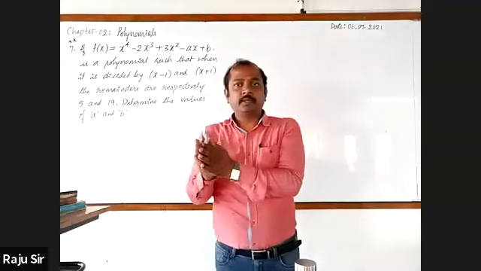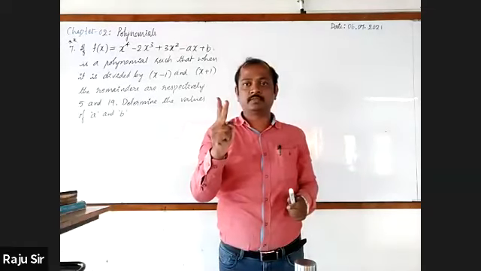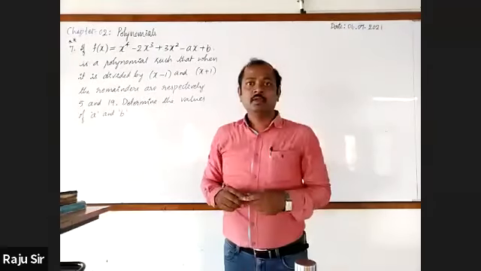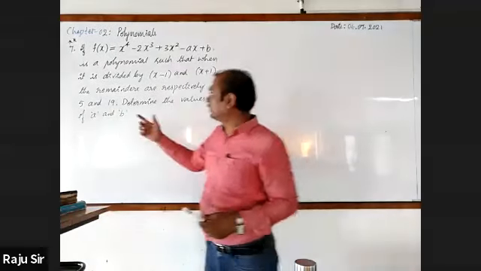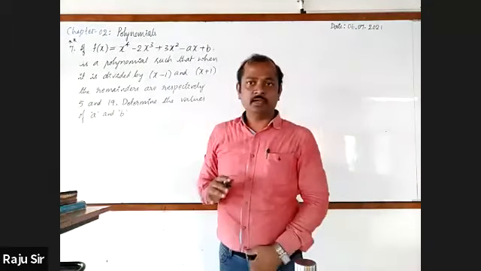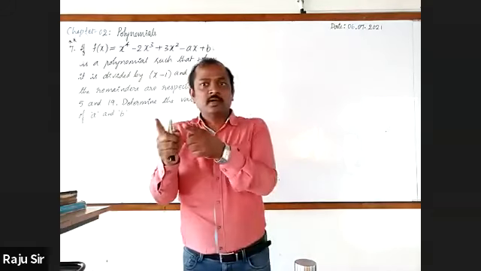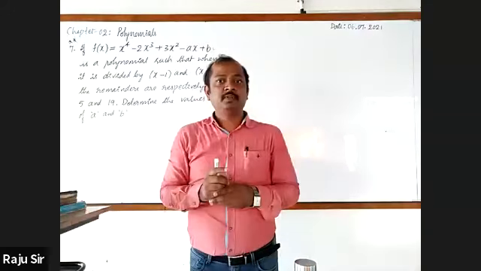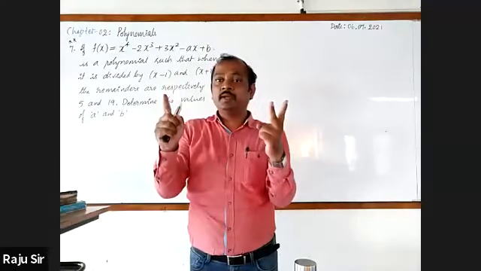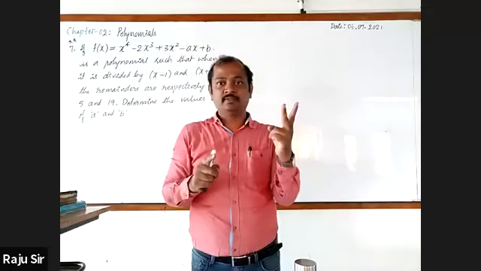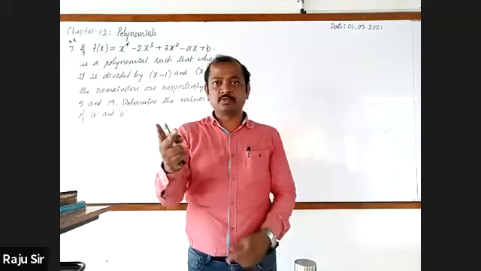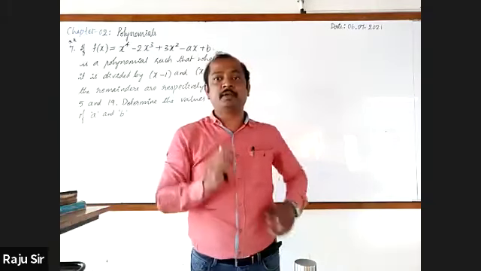Then after finding the remainders, you will get two equations, and those two equations contain both a and b. By solving those two equations, you can find out the values of a and b. Did you understand? Compare with the previous problem. In the previous problem, two polynomials were given and we divided both by one divisor. But here, two divisors are given, and we will divide only one polynomial by these two.